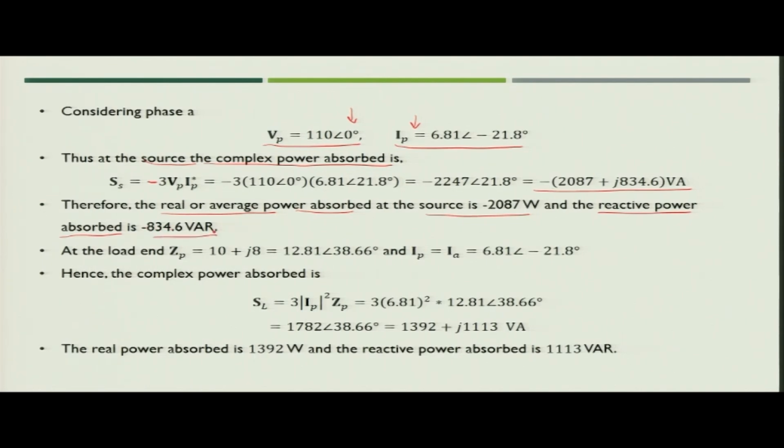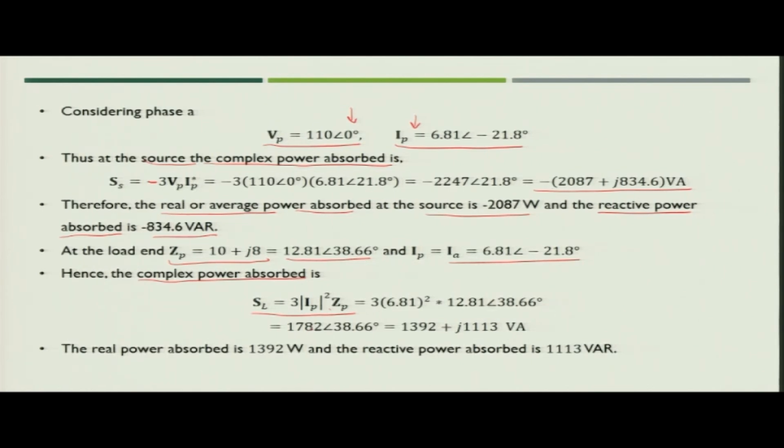834.6 VAR. Now, at the receiving end, means at the load end, Zp is given, you can convert it into phasor, that will become 12.81 angle 38.66 degree, and Ip is given, that is line current also, because in case of a star connected, phase current equals line current. So, complex power absorbed by the load you can simply calculate by this particular formula, that is 3 times I square into Zp. So, being a square term, you can simply write the square of the magnitude of the current. So, you will write 3 into 6.81 square into Zp. Zp you have calculated, that is 12.81 angle 38.66 degree.